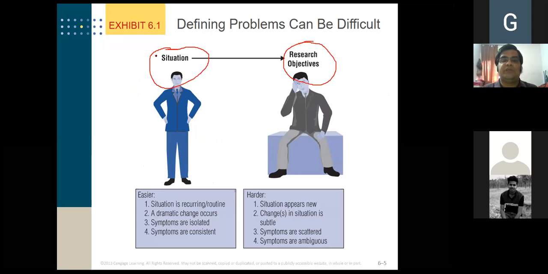There is a situation, right? It's very easy. The manager sees the situation. The situation is that recruitment costs are going high. Now what? How can we define the research objective from this? Now we have to follow our steps, right? For that, from the situation.